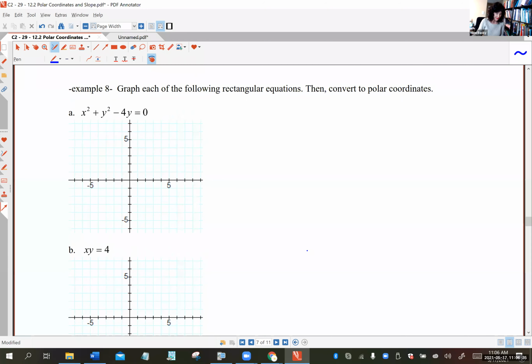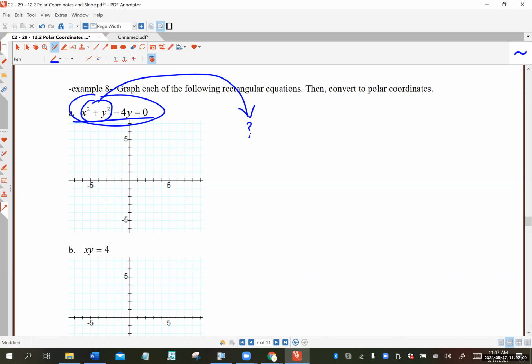Okay. So we're given a rectangular equation, convert it to polar. Now, if you had to graph this puppy, it's a circle, but it's not centered at the origin. You'd complete the square so you could see the center and the radius and all that, but I'm not going to do that. I'm just going to immediately convert to polar. How? X squared plus Y squared is the same as what? Anybody remember? R squared. Close.